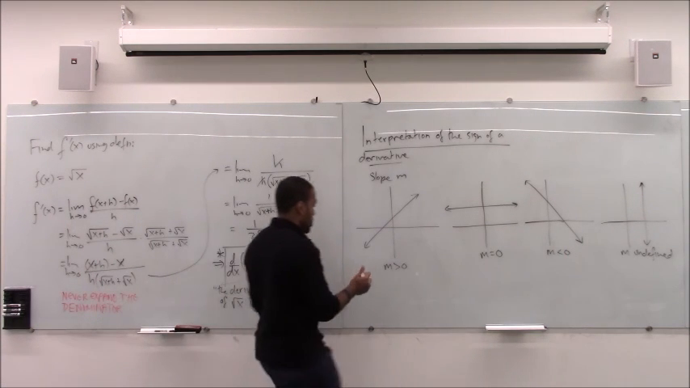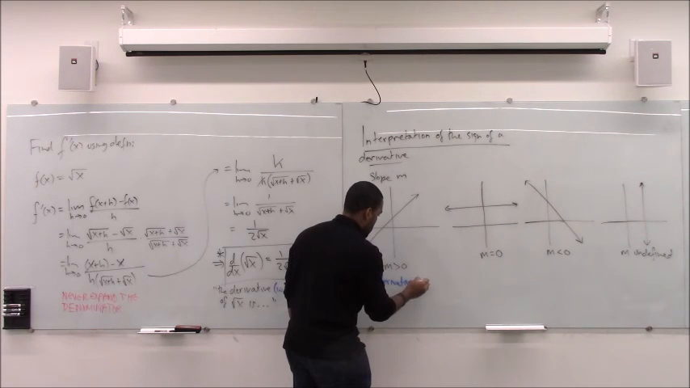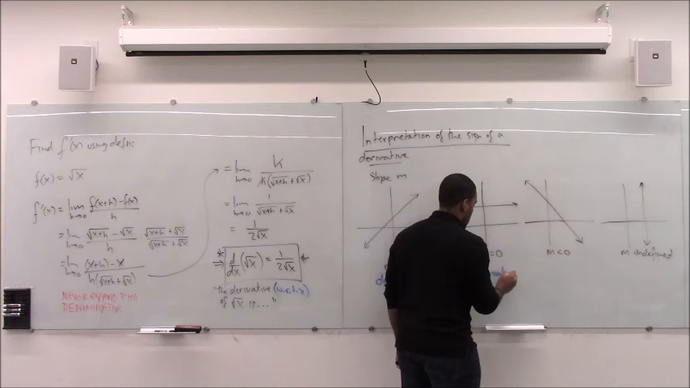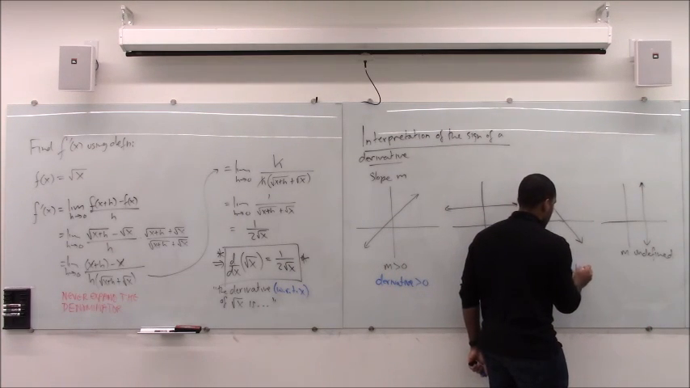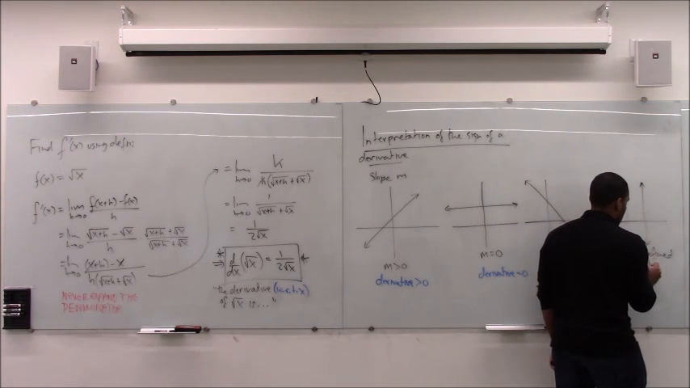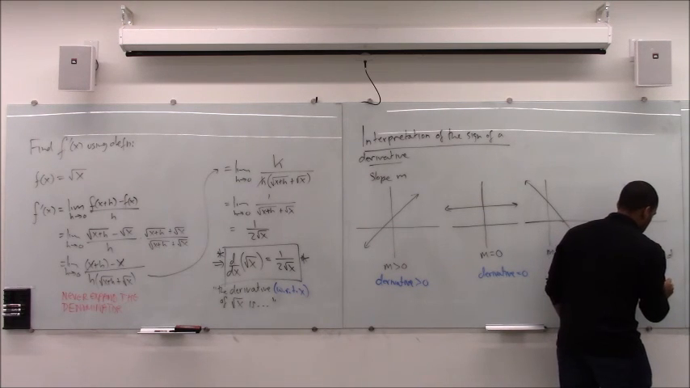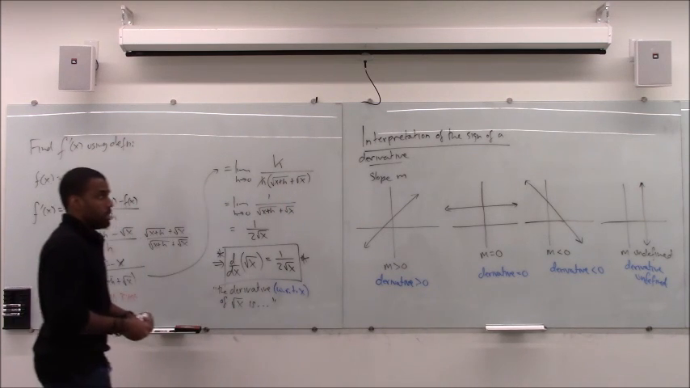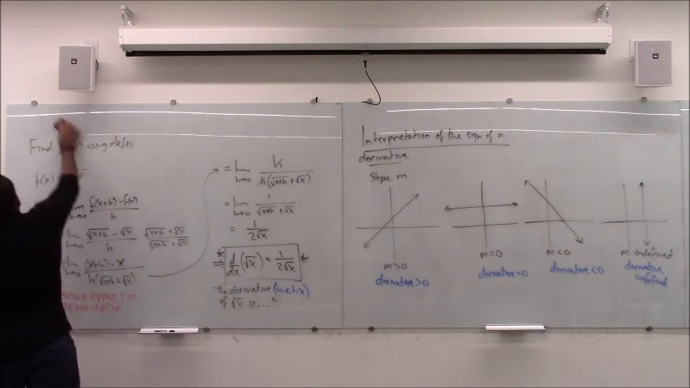So here, what we could have said was the derivative is positive. Here I could say the derivative is 0. And here I can say the derivative is negative. And here I can say the derivative is undefined. Now, we'll talk about more situations where the derivative is undefined later, but in this case, it is. You have a vertical line, the derivative of that line is undefined, at least with respect to x.